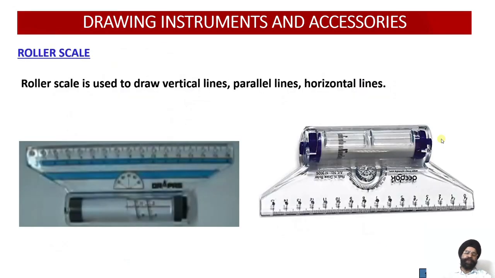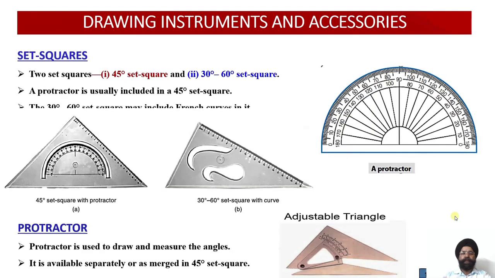Now another instrument which we were using earlier, and not using nowadays, is called the roller scale. Here you can see there is a roller and there is a scale. Now you can roll this scale onto your sheet, and once again you can get parallel, horizontal or vertical lines drawn onto your drawing sheet. Its use is similar to the T-square. So either you can use the T-square or the roller scale to draw parallel and perpendicular lines. But nowadays we are using the mini drafter.